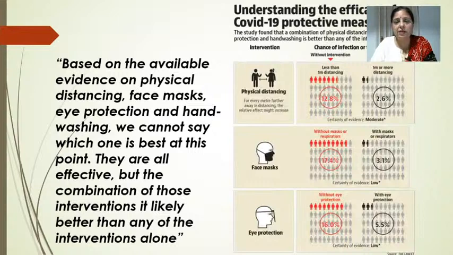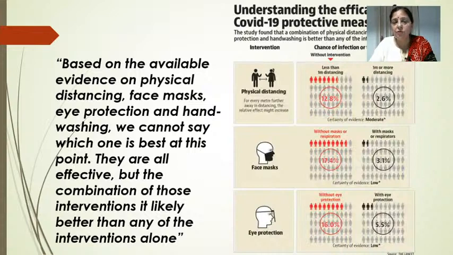So if we really want to see what is the efficacy of these protective measures with an intervention alone and with all the interventions which have taken place. If we have physical distancing, we can see that without an intervention, the infection would be about 12.8%. But with an intervention, that is keeping a distance of 6 feet, it is about 2.6%. If we use a face mask alone, it can reduce the infection by about 17.4%, and with a mask or respirator, it is only up to 3.1%. And if we use an eye protection, it can reduce the infection up to 5.5%.